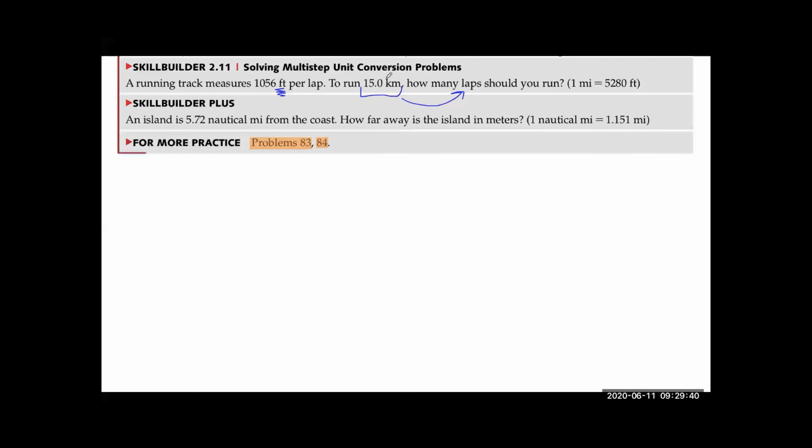So again, focus on this. You've got this distance and we want to go to the number of laps. This is our goal. How do we do this? Well, look for, is there a relationship? Is there a conversion factor in the problem that connects the number of laps directly with kilometers? The answer is no. What you have to do first is go from kilometers to miles, and then from miles to feet. And now we can go from feet to laps, okay?